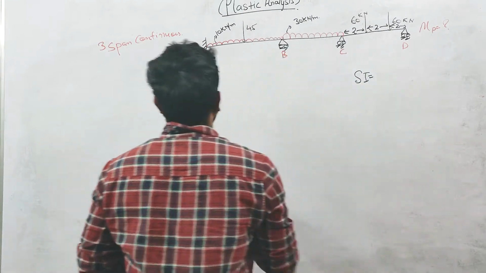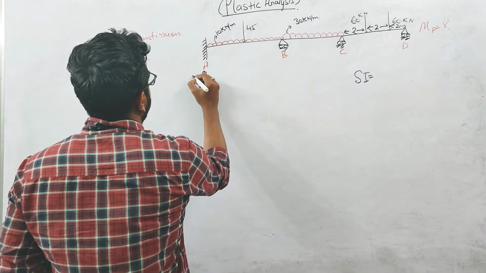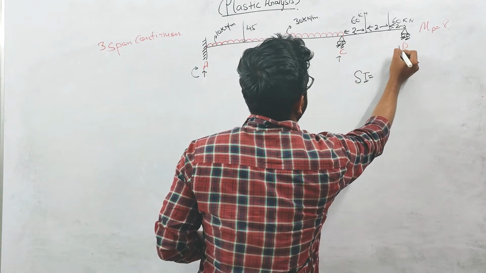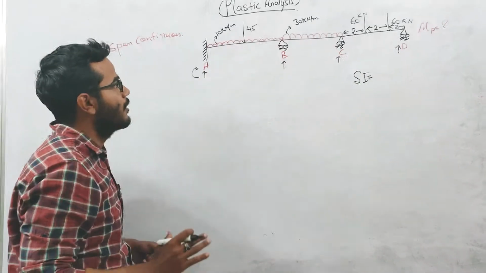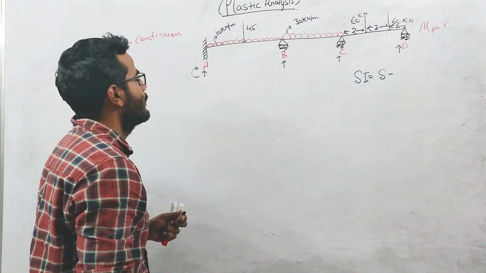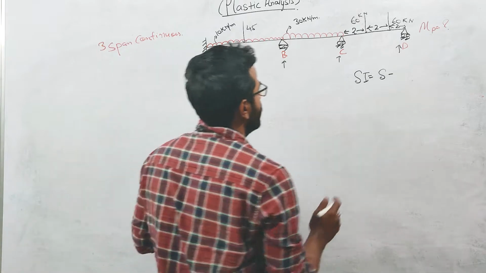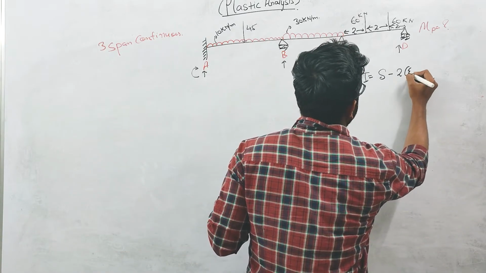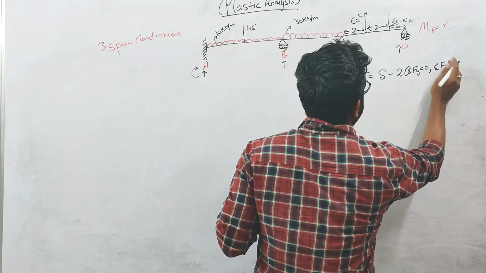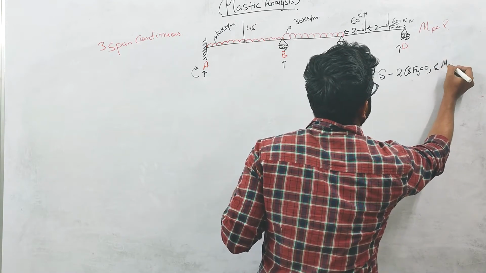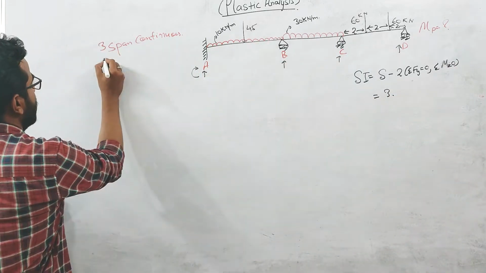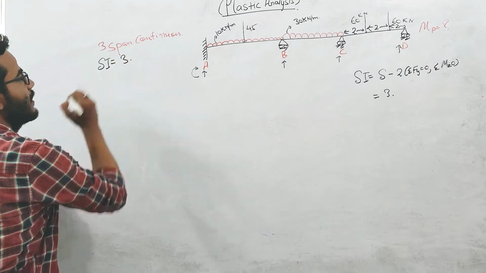will be found as follows. One moment reaction is acting at this point, and there is one vertical reaction, one vertical reaction, one vertical reaction. So the total number of reactions is 5, and I'm not considering any horizontal reaction. So 5 minus the number of equilibrium equations, which is 2, that is summation Fy equals 0 and summation Mz equals 0, gives 3. So the static indeterminacy of this beam is 3.